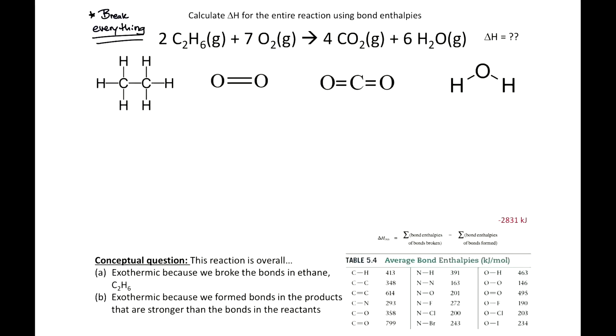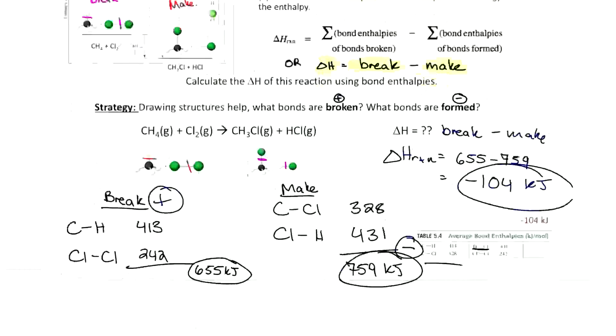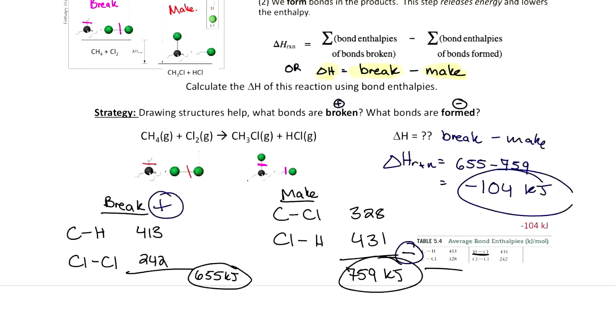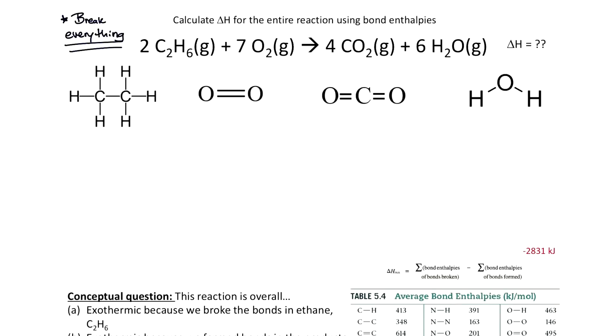In the one we did up here, notice how we only broke the bare minimum of pieces to make the products. We only broke 2 bonds and made 2 bonds. But we could break everything and make everything if we wanted to, and that's what we're going to do in this last example. So we're going to do break minus make again. We're going to inventory all of the bonds we have to break in our reactants and all of the bonds we have to make in our products.